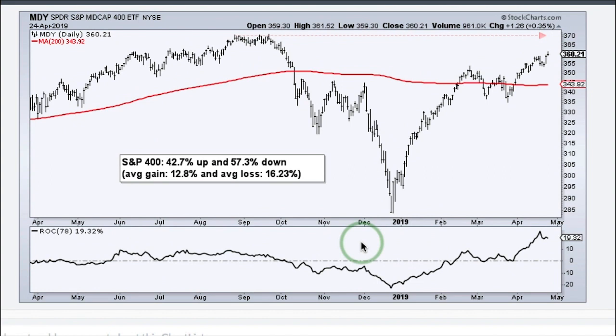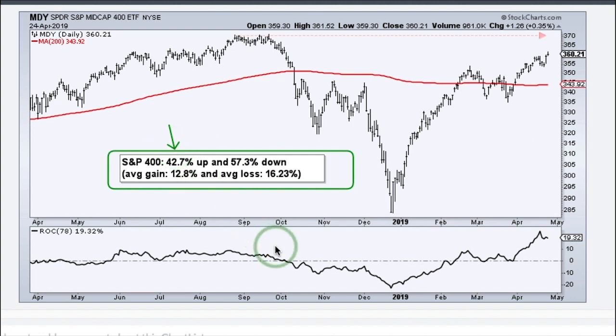Now, you can see performance starts to deteriorate when we go down the market cap scale. So now we're going from large caps to mid caps, and this is the S&P Mid Cap 400 ETF. And if we look at the stats box there, we can see less than half, 42.7% of stocks are up since September, and 57% are down. So the majority are down, and you can see MDY remains below that August-September high there. And the average loss of those decliners is more than the average gain of those advancers. So mid-caps are still struggling, especially internally, over the last 6 months or so.